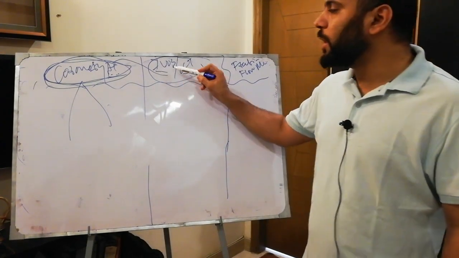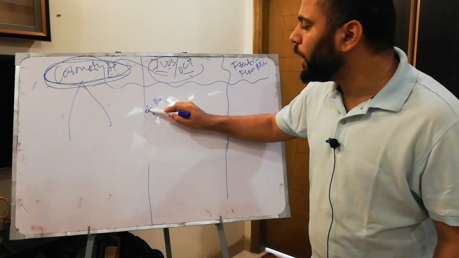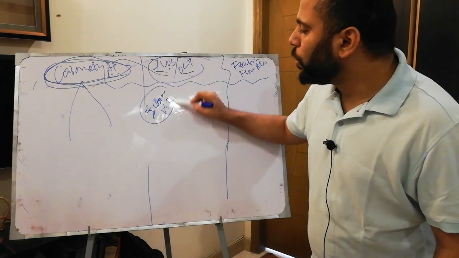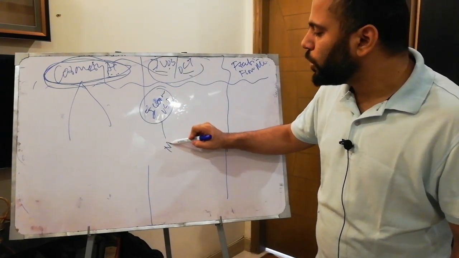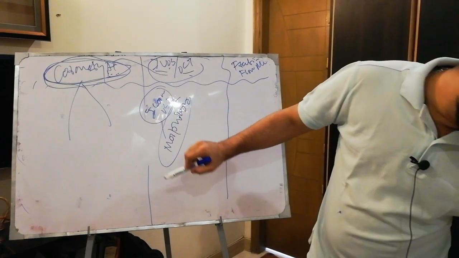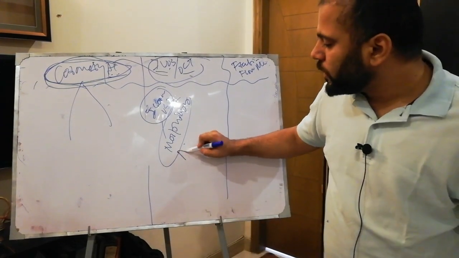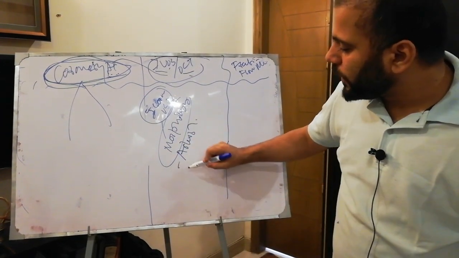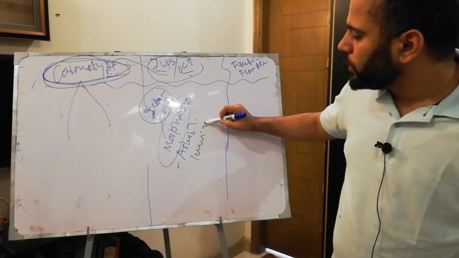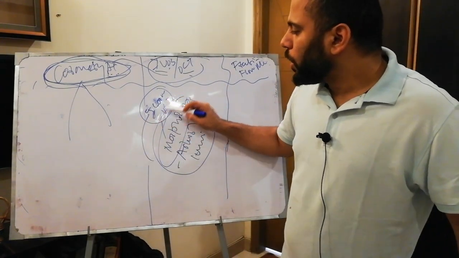So in IVUS, what you are doing is intracoronary ultrasound. You look for the morphology of the plaque and the artery size, and the luminal stenosis. All these things you can easily appreciate through intracoronary ultrasound.